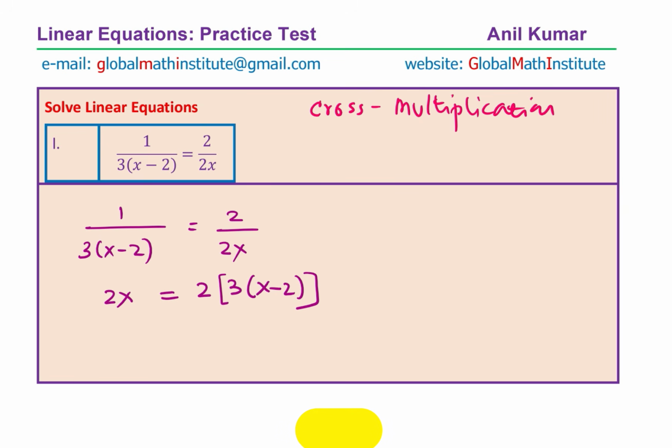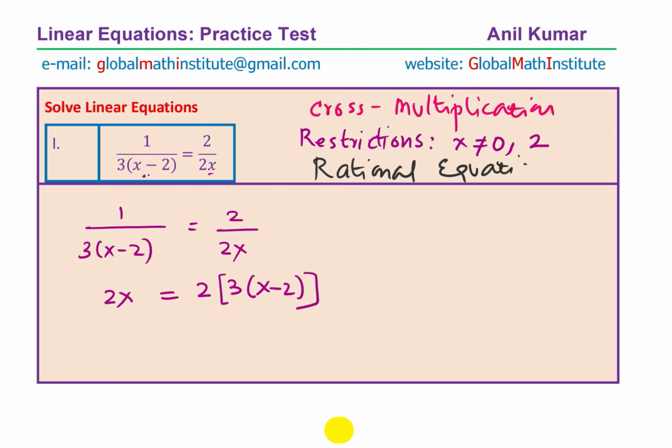Now let us also look into the restrictions. As you know, the denominator cannot be 0, so x is not equal to 0, but x can also not be equal to 2, because 2 will make the left hand side 0. Make sense? So there are 2 restrictions for this particular rational equation. So this is a rational equation. I am taking this liberty of moving on from linear equations to rational equations to give you a link, a bridge between the two.